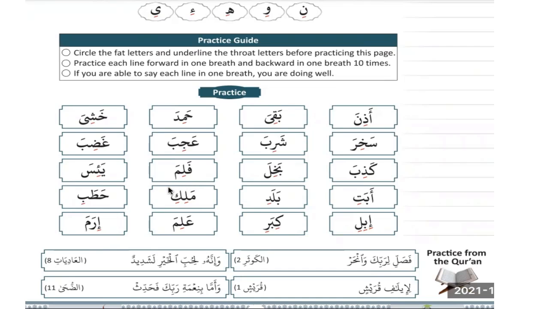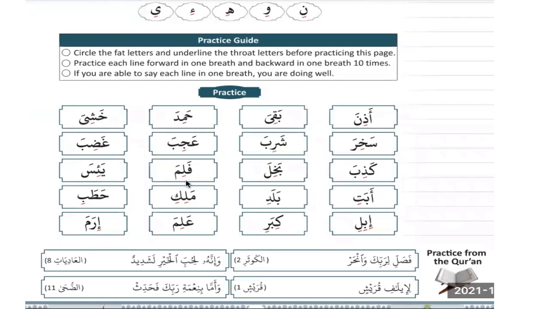What are those two letters we use our lips for? The ba and ma. No, this is not ba, this is fa. I know we use the ba here, but here I'm asking, there are two letters, fa and ma.